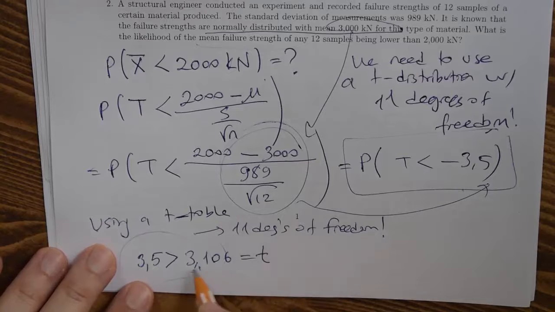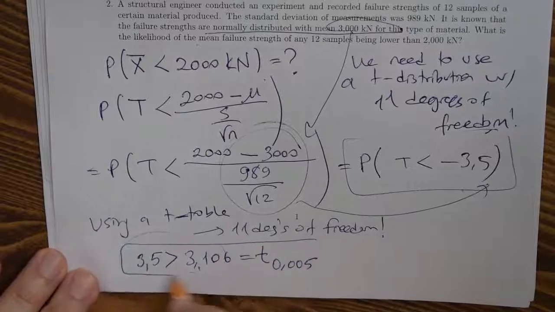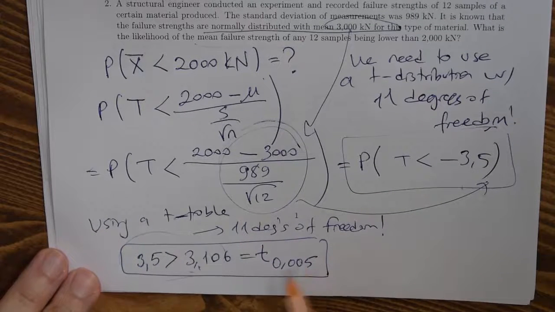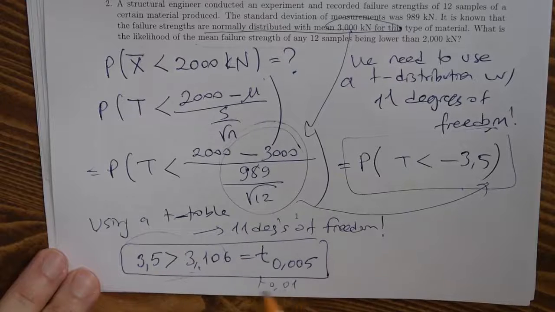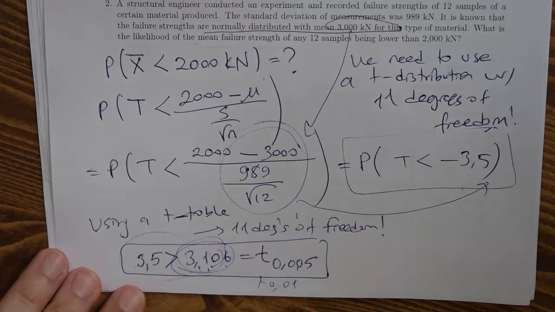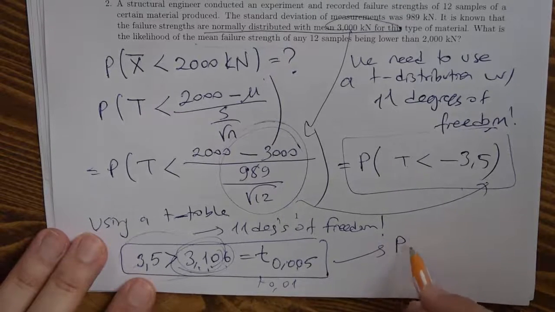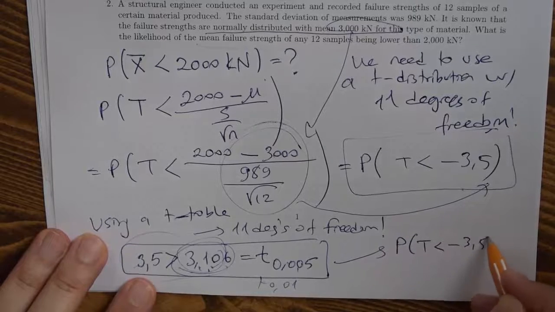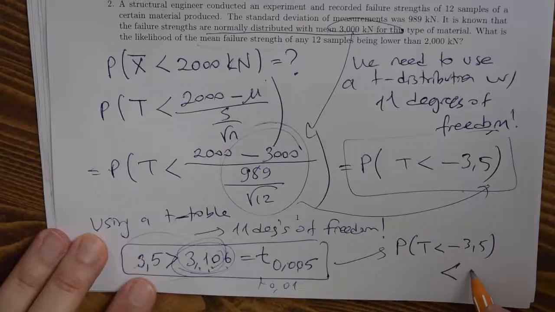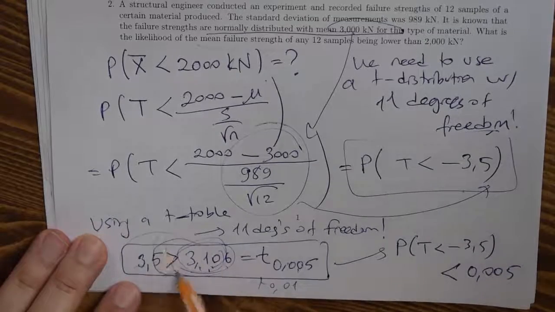So this 3.106 corresponds to t 0.005. Okay, that observation is really critical. You can also figure out that t 0.01 also satisfies this condition, but that is the one that is maximized. So it's the maximum value that satisfies this. I took this value, as you might realize that the t table does not have all the possible probability values, so we're choosing the one that fits our needs best. So in our case, we can conclude that P(T smaller than minus 3.5) can be upper bounded by 0.005 because of this inequality. Okay.